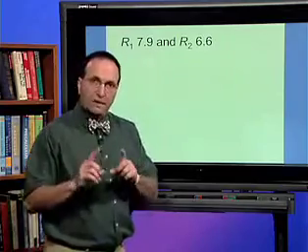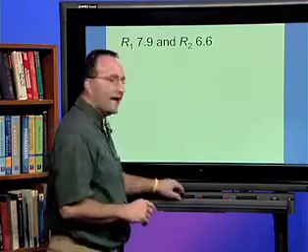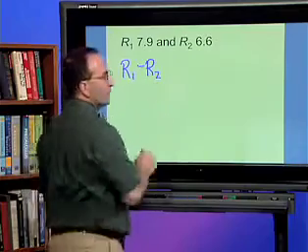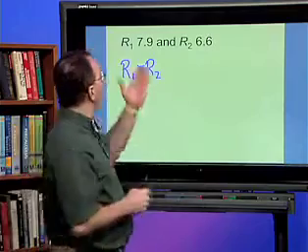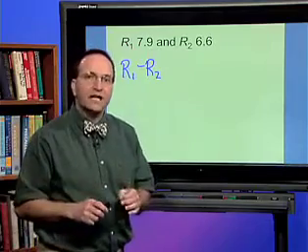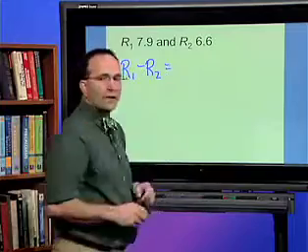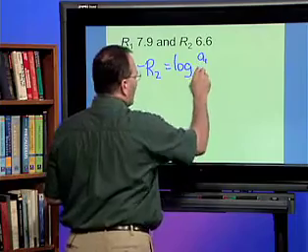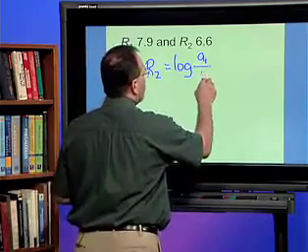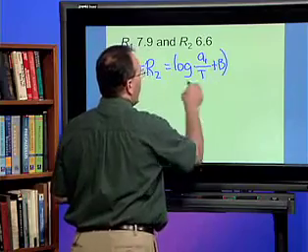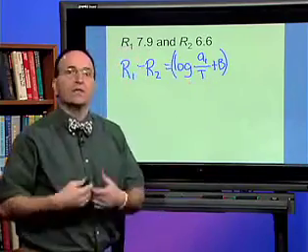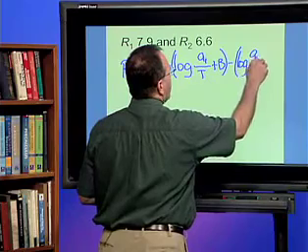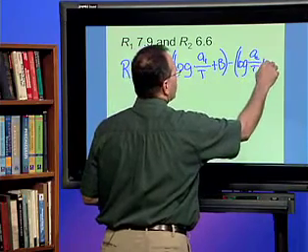When we want to compare orders of magnitude, we want to subtract R1 minus R2. And we know that that's going to be 7.9 minus 6.6, but we have to look at it in terms of the Richter scale, which tells us that it's the log of the amplitude A1 over T plus B. And from that, we would subtract the formula for R2. So minus log A2 over T plus B.